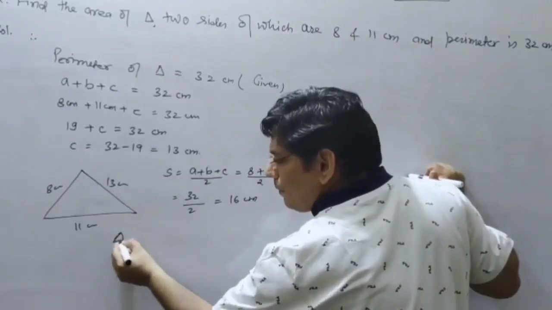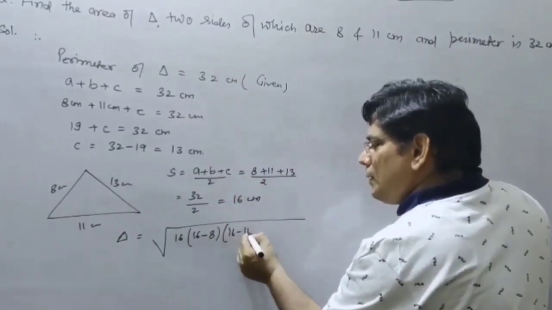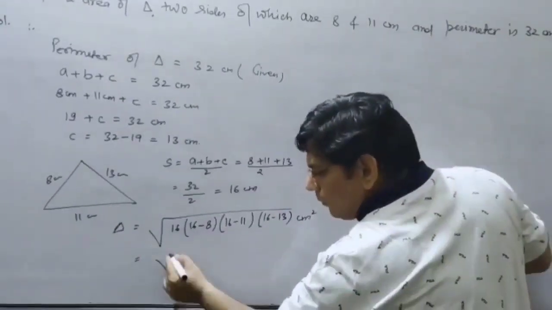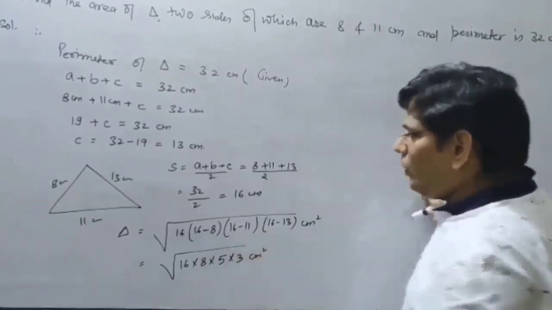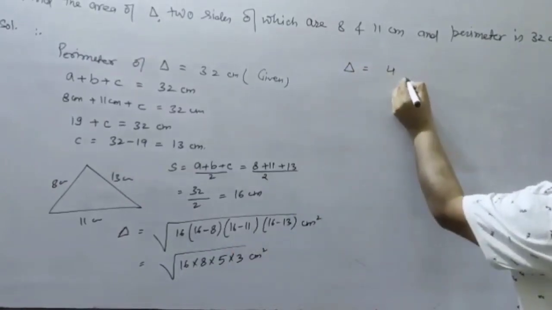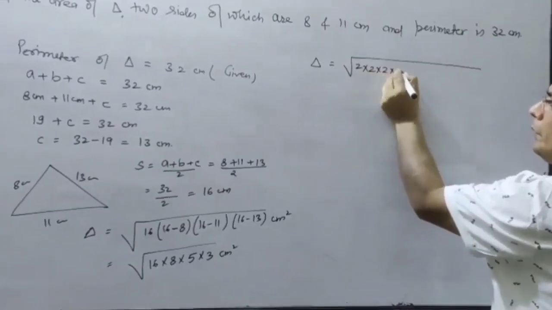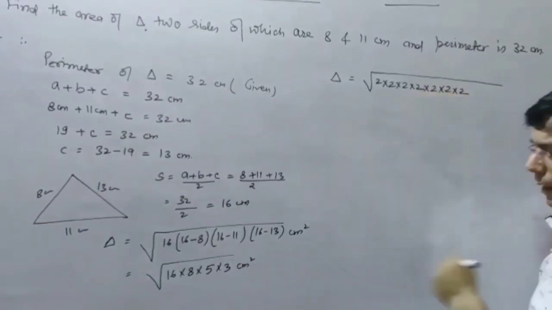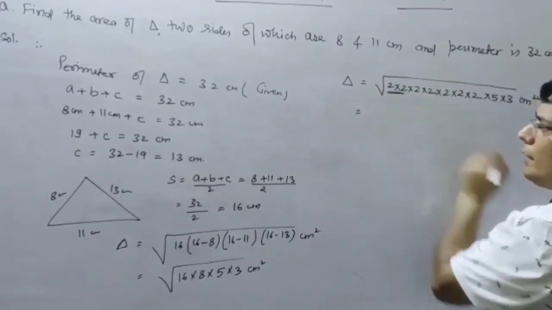Now area is square root of 16 into 16 minus a, that means 8, 16 minus 11 and 16 minus 13, that will be centimeter square. Now after that, that will be 16 into 8 into 5 into 3. After that what we do, we know that the square root of 16 will be 4, or we can also calculate it by just taking the factors of that one. 16 we can write as 2 into 2 into 2 into 2, 2 2s are 4, 4 2s are 8, 8 2s are 16. 8 we will write in the form of 2 into 2 into 2 factors. 5 will be the same here, and 3, that is the centimeter square.